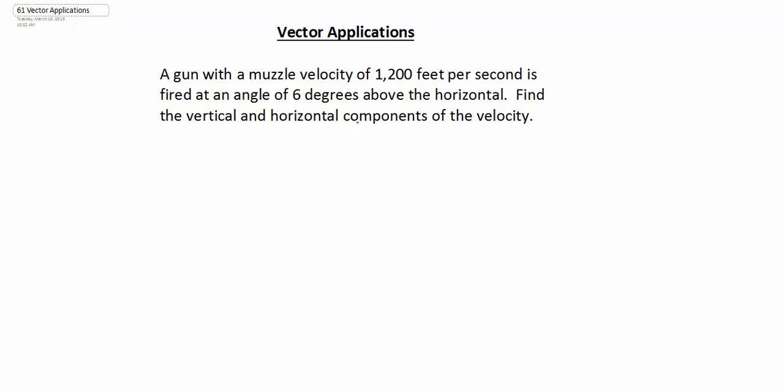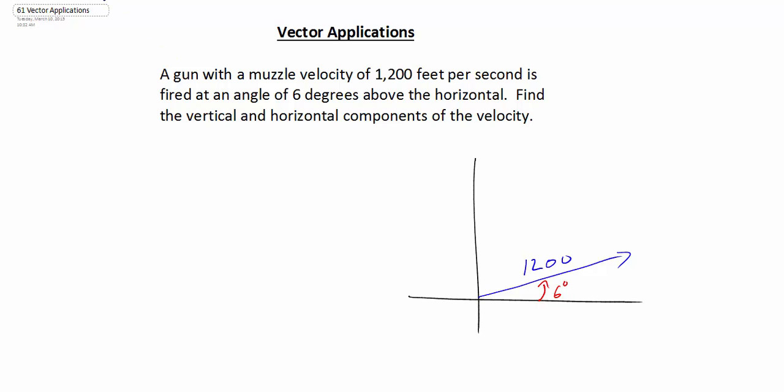So here we want to look at a picture of what we're talking about. We have a gun that is fired, and it's fired at an angle of 6 degrees above the horizontal. So that means we have this angle here of 6 degrees. And we could think of this as our vector, and it says it's 1200 feet per second. So here we have 1200.